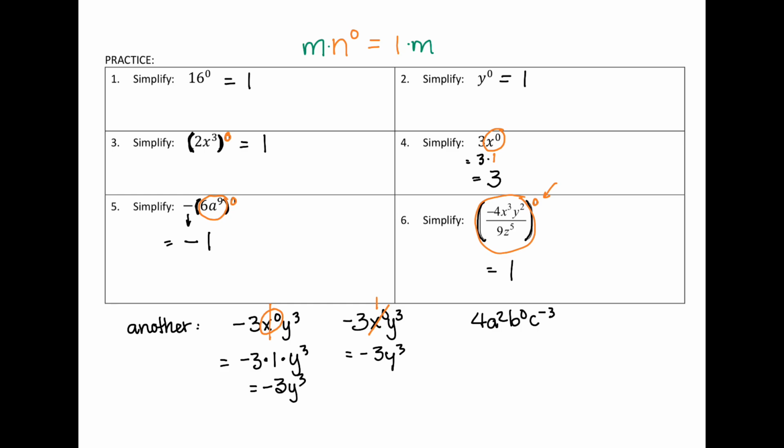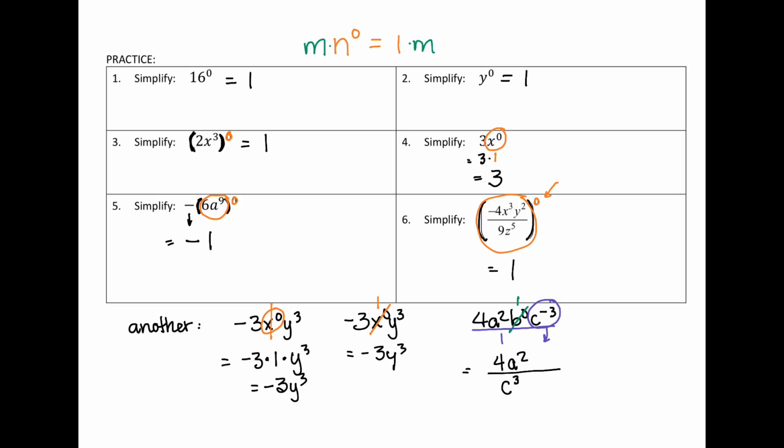Okay, so I see a 0 exponent. It's on the b, which means b is a 1. I also see a negative exponent, which means that has to go downstairs. In other words, I need to make this into a fraction. Okay, so we get 4 stays, a squared stays, b disappeared, and now c goes down to the denominator, but it changes the sign of the exponent when it does it. And you're done. That's it.